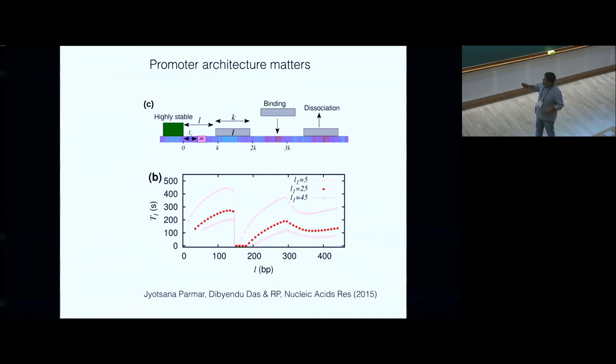And given this promoter architecture, this time scale would differ. So how this time scale depends on the architecture of the promoter is something which we can explore. And this is how TL, the first passage time, depends on L, and how it would change for different L1 values is something that we also computed.